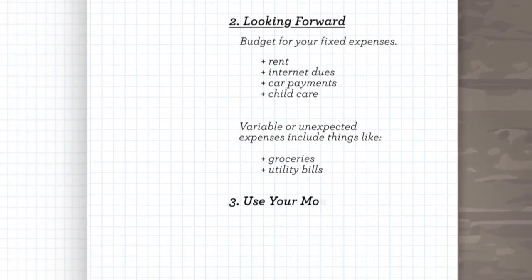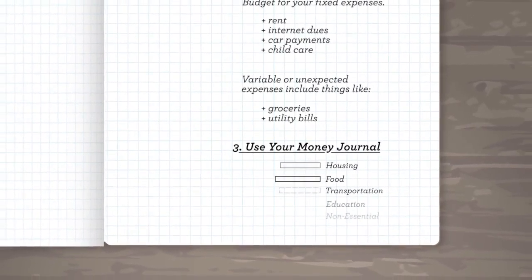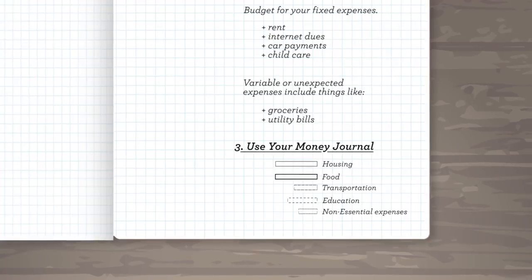The third way to determine your expenses is achieved with your money journal. You'll see after a few months of tracking where your money is going. Use that data to analyze your spending.